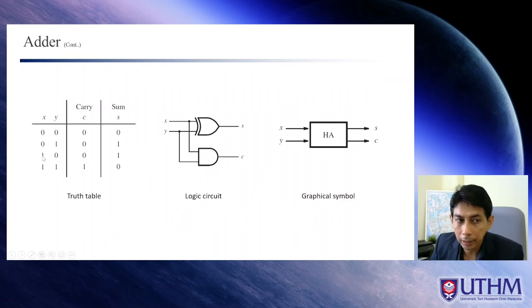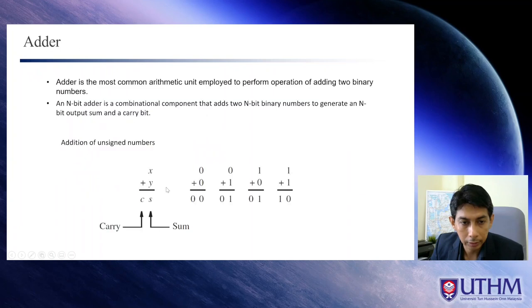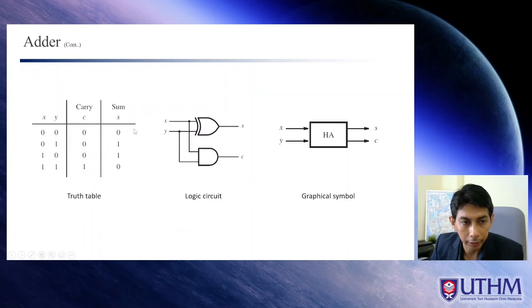Where we can create the truth table here, where we have two outputs, carry and sum, C and S, right? So if 0, 0, just like this, we have the output like this. And if we look at this, this is clearly an AND gate, the carry. So we have an AND gate here. And this is clearly an XOR gate. So this is the XOR gate.